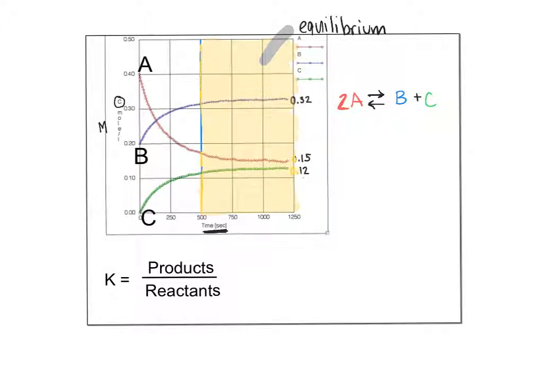So let's take into account this idea that K, this equilibrium constant, is equal to the products divided by the reactants. What that tells me is K is equal to the concentration of B at equilibrium times the concentration of C at equilibrium, those are my products, divided by the concentration of A squared. Why does A get the squared? Because of my stoichiometry in the balanced equation. So now that I have my K expression, this is my equilibrium expression.